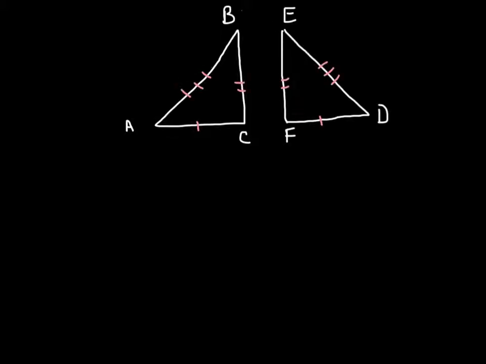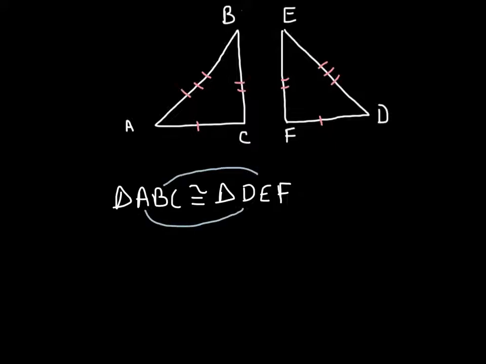In all of these examples, what we're trying to do is see if there's a way that we can show the triangles are congruent. So is there a way that we can say that triangle ABC is congruent to triangle DEF? If this statement is true, this means that angle A would be congruent to angle D, angle B would be congruent to angle E, angle C would be congruent to angle F, and so on with the side lengths. AB would have to be congruent to DE, and BC would have to be congruent to EF, and so on.